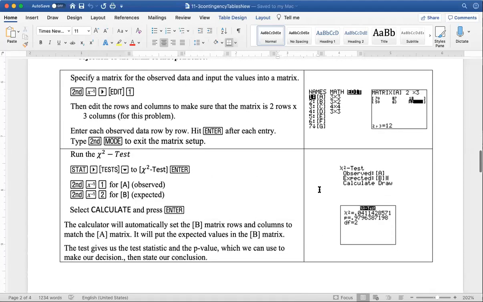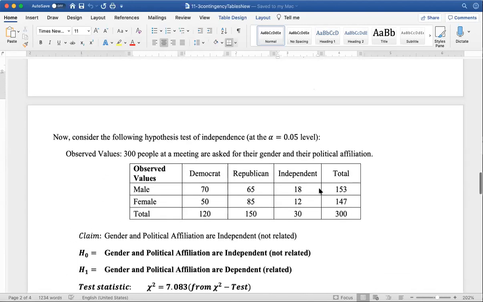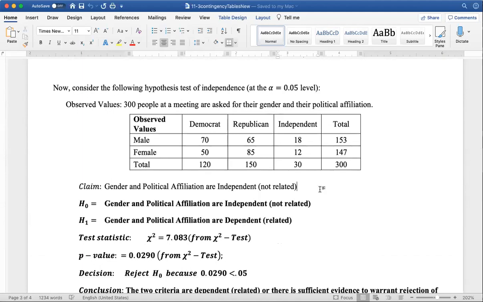Okay. And as you recall, when we looked at these numbers at the very beginning of this video, we found that the proportion of each political affiliation that was male was about the same. And so we kind of guessed that these 2 criteria were independent. Now let's look at the same test for that second matrix.